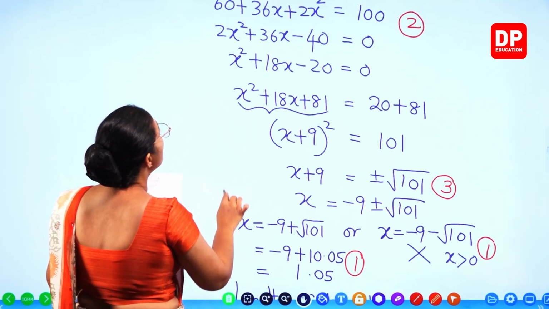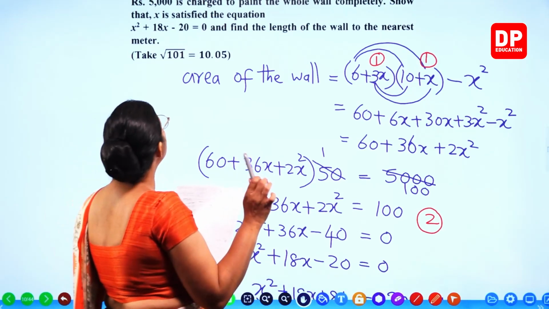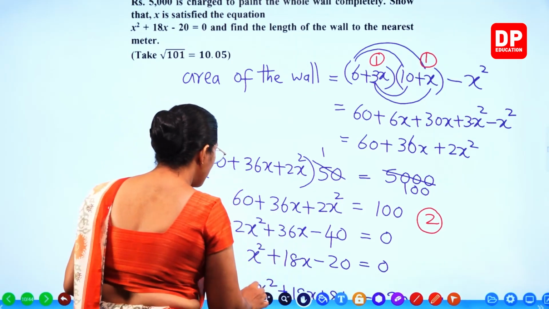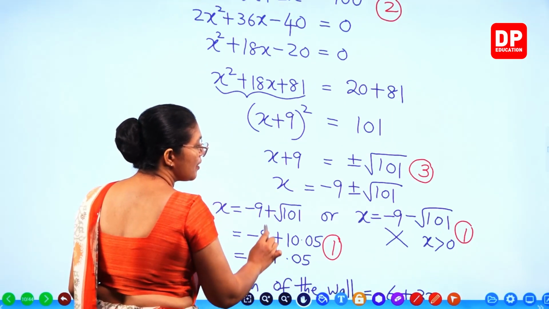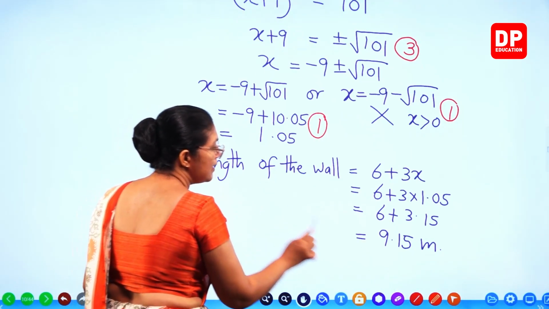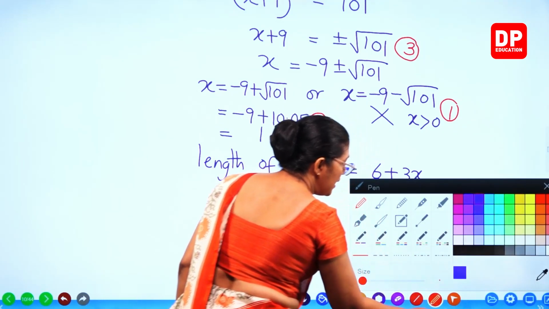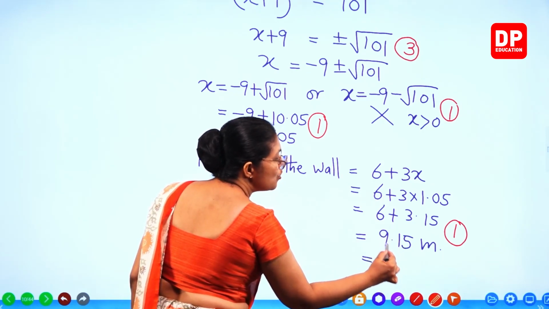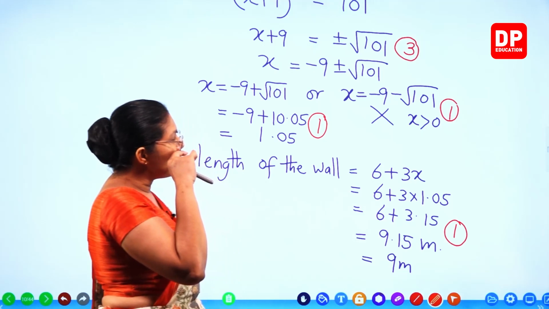And also read the question. It says, find the length of the wall to the nearest meter. So I have not rounded that value. Make sure when you are writing the final answer, write 9 meters, because when you round it to the nearest meter, that's 9 meters. So you get 1 mark for that.